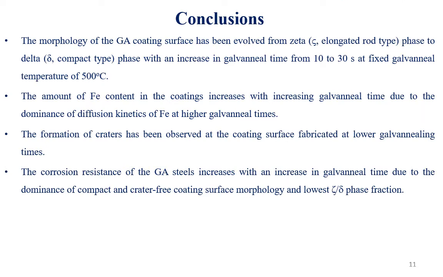The morphology of the galvannealed coating surface has evolved from elongated rod-type zeta to compact delta phase with increasing galvannealing time from 10 to 30 seconds at a fixed annealing temperature of 500 centigrade. At the same time, the amount of iron content in the coating also increases with increasing galvannealing time due to the domination of diffusion kinetics at higher times. The formation of craters has been observed on the coating surface at lower galvannealing times, and the corrosion resistance of the galvannealed steels increases with increasing galvannealing time due to the dominance of a compact and crater-free surface as well as the lowest zeta to delta phase fraction.